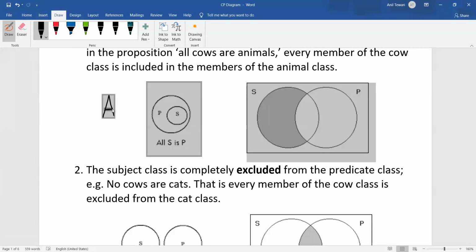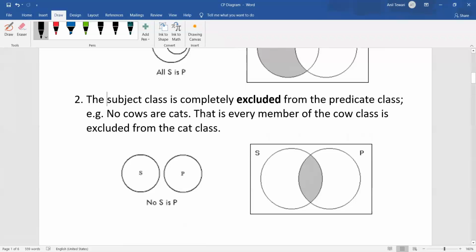Now, when we talk of the exclusion of all the members of subject class from the members of predicate class, this is another kind of relationship. So for example, no cows are cats. That is, every member of the cow class is excluded from the members of the cat class. So no cows are cats can be represented either with the help of Euler diagram in this way, having two separate circles, or by using the Venn diagram, two overlaps, and we can shade out the common area. We can make the common area vacant, empty, and this way we can represent the proposition no cows are cats.